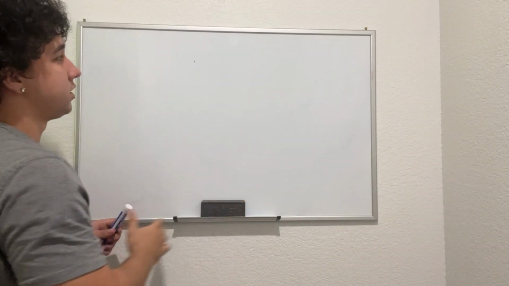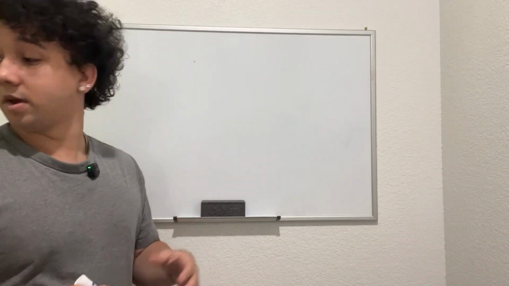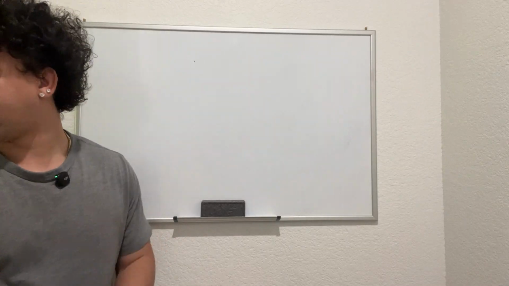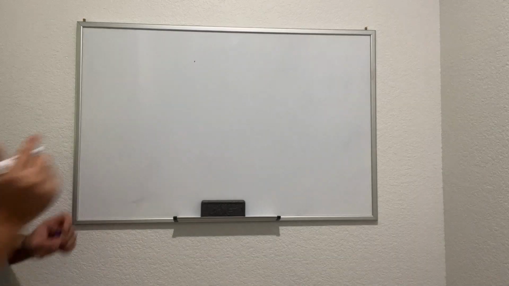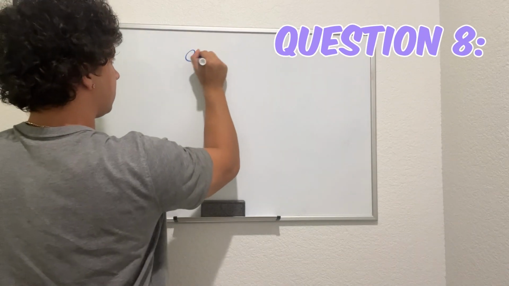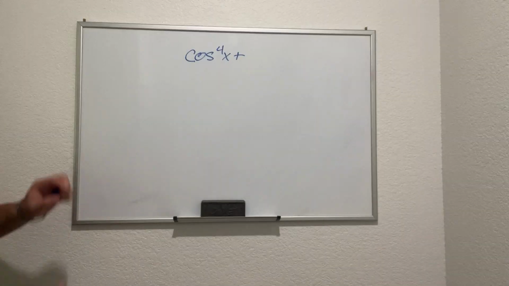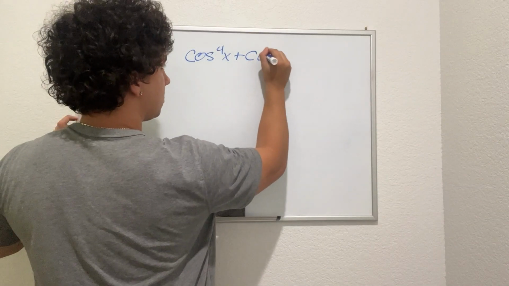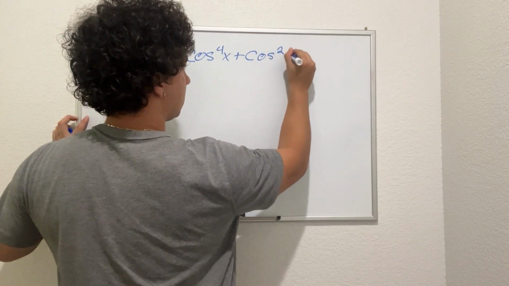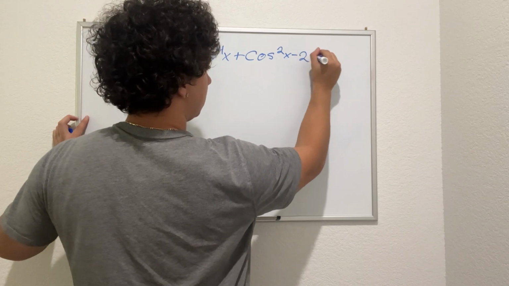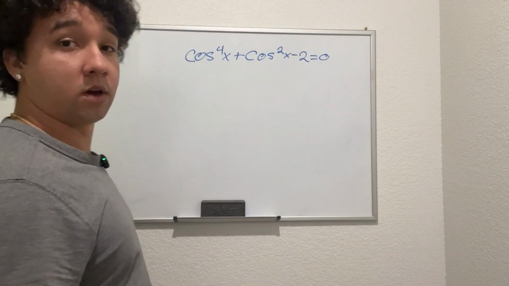All right, last two questions here are kind of on the same idea, but now I am given an interval of 0 to 2 pi, which changes things up a little bit. So for this first one, I'm given cosine to the 4th x plus cosine squared x minus 2 is equal to 0. And now I just got to solve this.